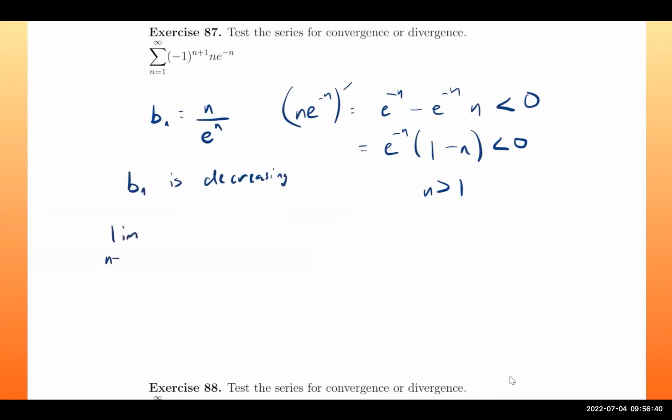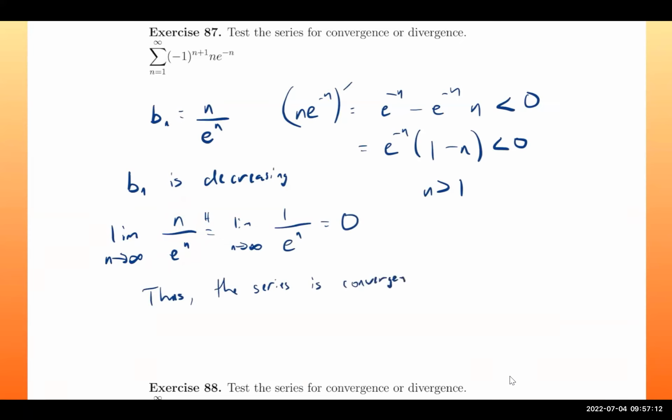All right, now we need to just show that the limit is equal to 0. We're going to have to use L'Hopital's rule in this case. L'Hopital's rule is when you take the derivative of the numerator and the denominator. The derivative of n is 1. The derivative of e to the n is e to the n. And as n approaches infinity, this approaches 0. So thus, the series is convergent by the alternating series test.